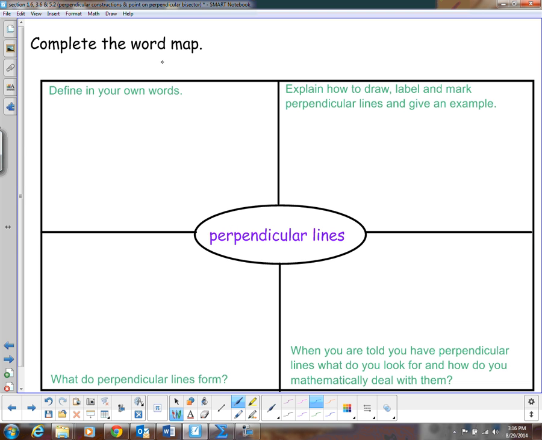All right, you have a word map. Part of your homework, on your homework paper, is to complete this word map. So you can have a perpendicular word map. We've done lots of these.